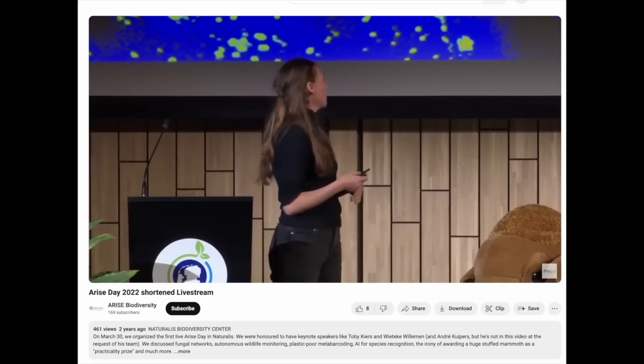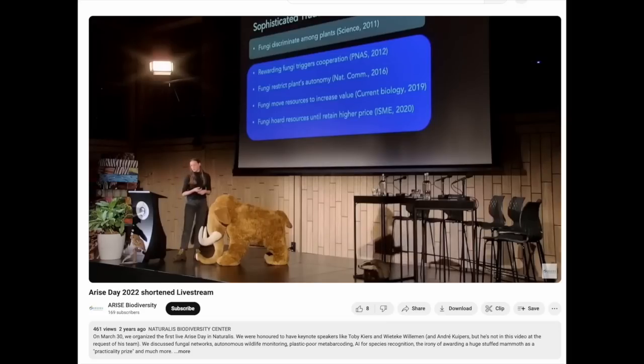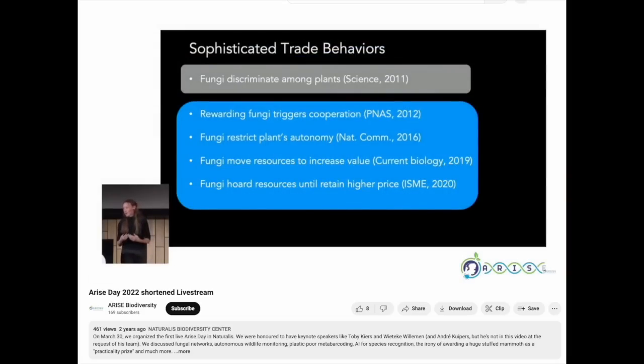fungal networks exhibit. So we found that fungi are very good at discriminating among plant roots, right? They can tell a plant that's giving them lots of carbon versus one that's giving them very little carbon. We also know that when you reward fungi with carbon, this triggers more cooperation. So in this case, it provides more nitrogen. The fungus ends up giving more nitrogen to the host root.